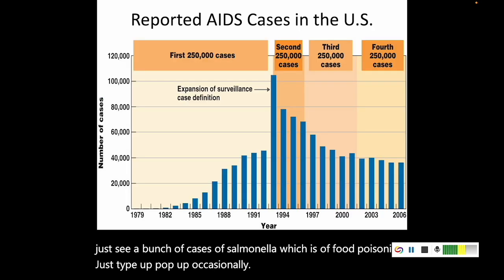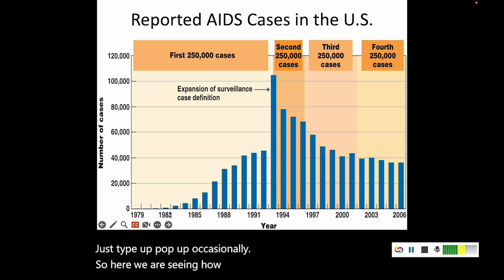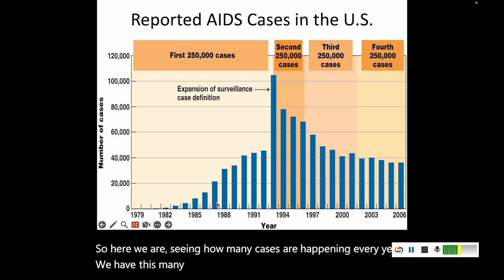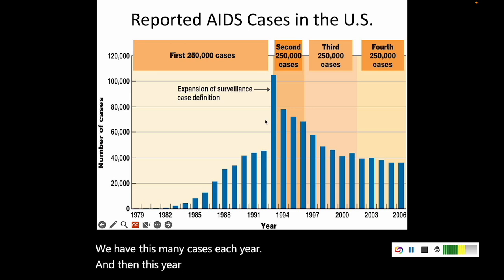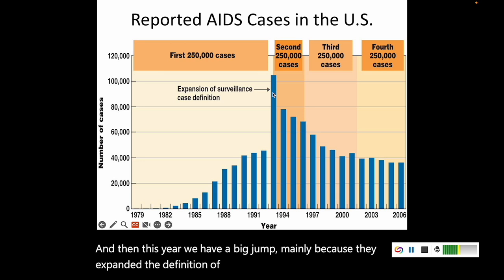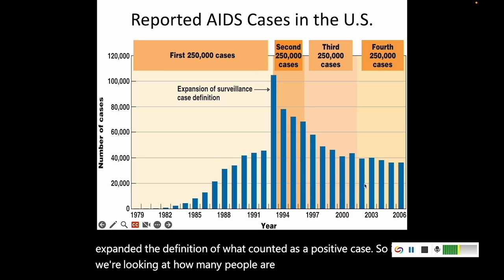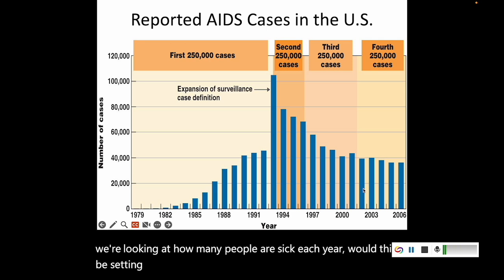So here we are seeing how many cases are happening every year. We have this many cases each year. And then this year we have a big jump, mainly because they expanded the definition of what counted as a positive case. So if we're looking at how many people are sick each year, would this be studying incidence or prevalence?